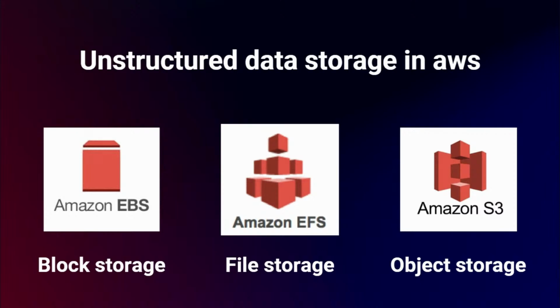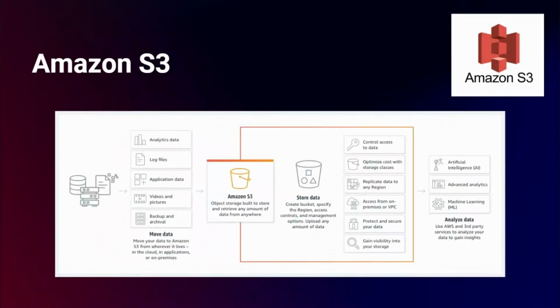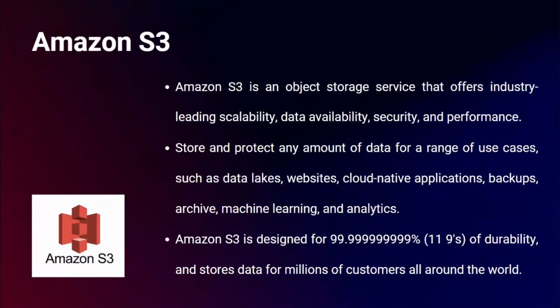But our primary focus now is on object storage, which is Amazon S3, because we are going to use it for other storage purposes. We have Elastic Block Store, Elastic File Store, and Amazon S3. You can store it in something known as a bucket. It's like creating a folder or a bucket where you can give a name for it and store separate things. Clear? Amazon S3 is an object storage service that offers industry-leading scalability, data availability, security, and performance. Store and protect any amount of data for a range of uses.